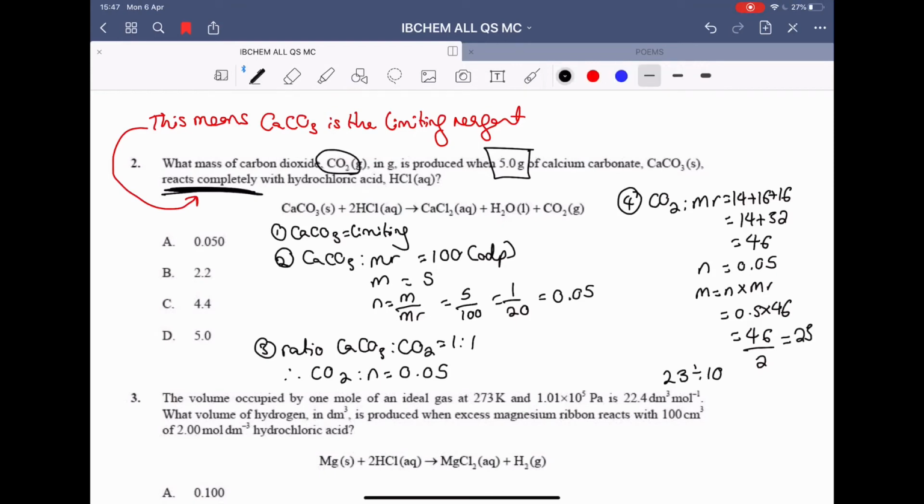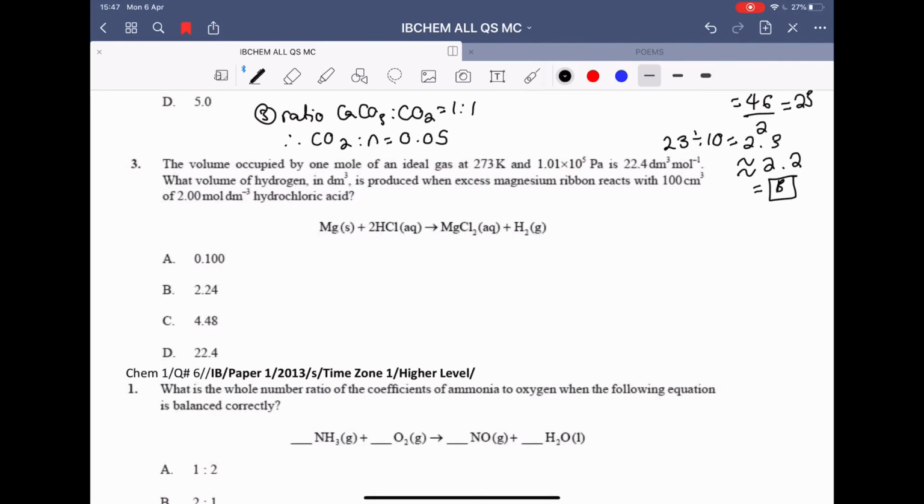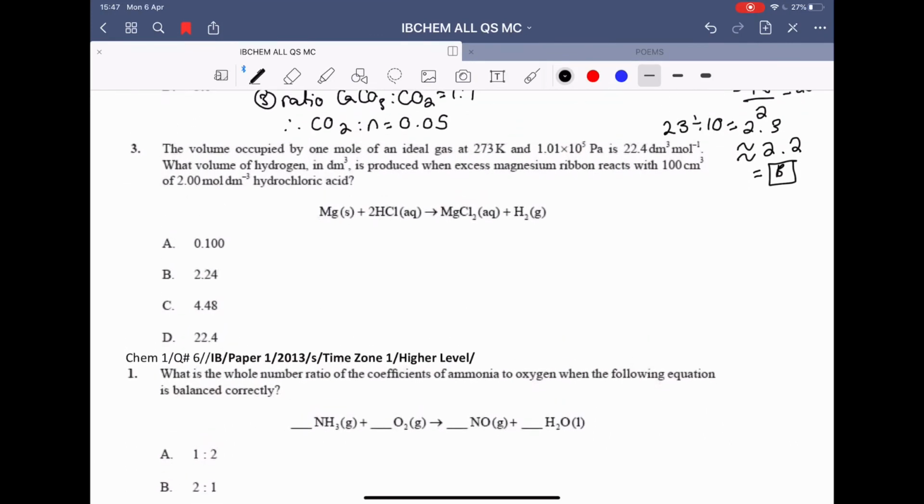23 divided by 10. Oh, of course, because I did 0.5 times, I times it by 10 to make the maths easier. So I just have to divide it by 10 again to make it 0.05 times by 46. And so it's 2.3, and it's the closest answer to 2.2, so the answer must be B.